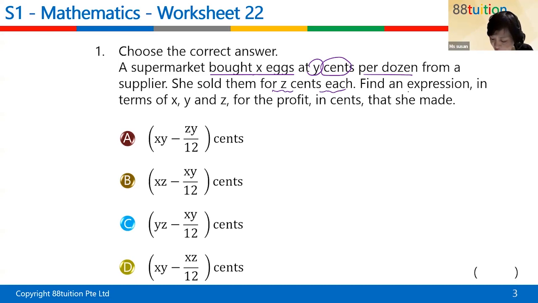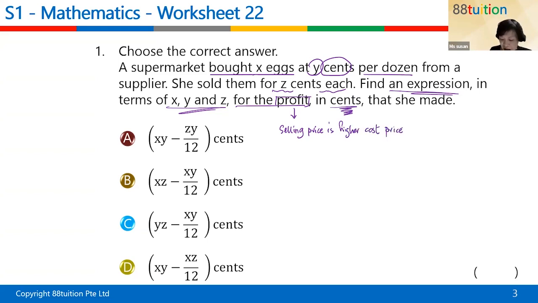Because it says, find an expression in terms of X, Y, Z. That means there is no definite value in it. And what did it say? For the profit. So he must be earning for that. Earning, and he doesn't want any unit, but in cents. Now, when you come to profit, what you understand from the word profit is that the selling price must be higher than the cost price, right? So this one is common sense, simple mathematics.